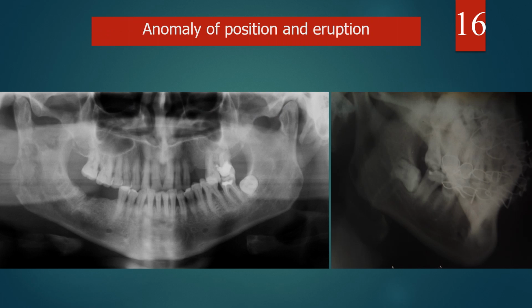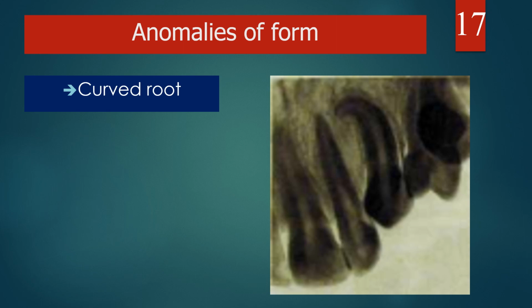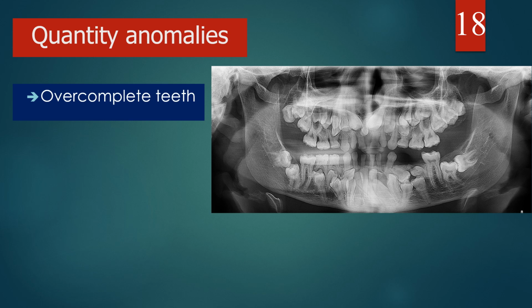Two X-ray films. You can see the anomaly of position and eruption, orthopantomogram, and the oblique lateral view, and retention. Anomalies of form, curved root. Quantity anomalies, over complete teeth.